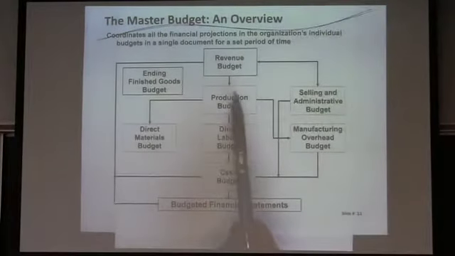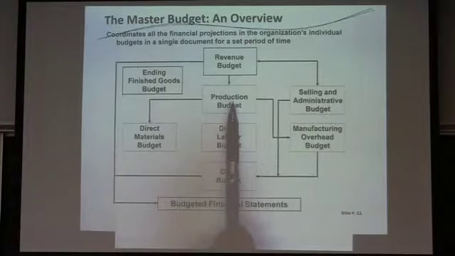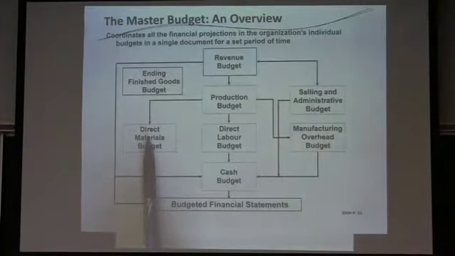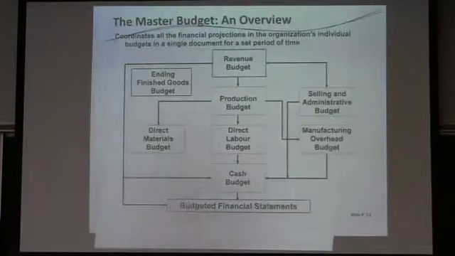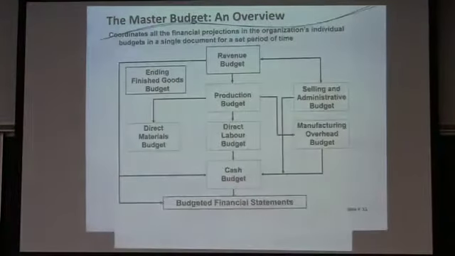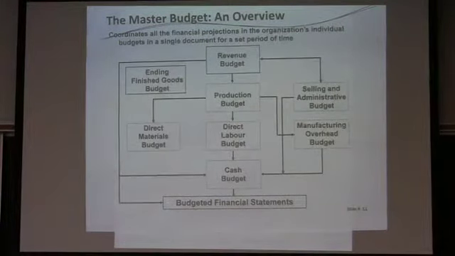And the production budget is the one that triggers how much materials we need to buy, how much labor we need. And remember, these budgets are on a month-to-month basis, so that we'll know which months we need to hire extra workers, for example, and which months we have a low level of activity, depending on the revenue budget by month.